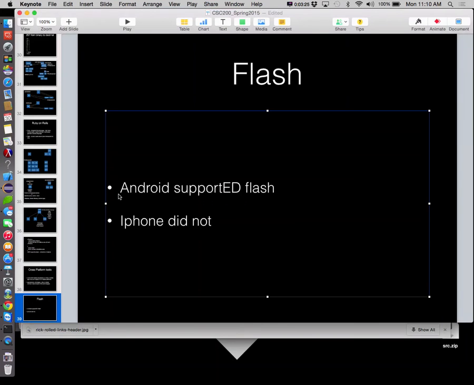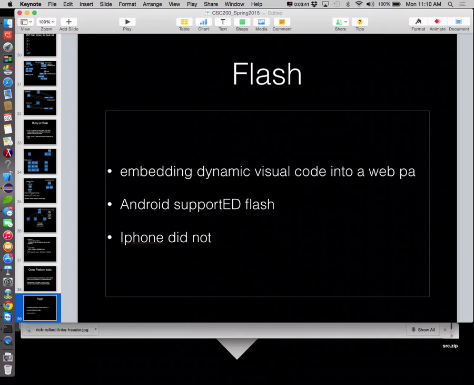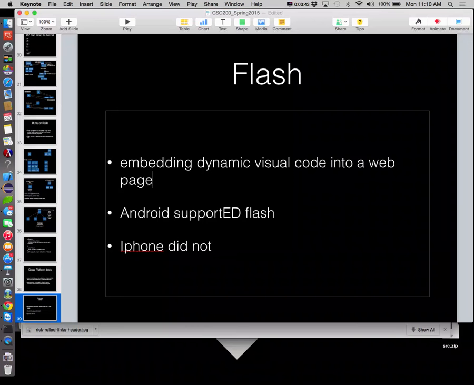Okay, so if we kind of give a definition to Flash, embedding dynamic, I might say visual code, into a web page. Now, it's important to understand the distinction. Web browsers don't natively understand Flash. Web browsers natively understand HTML as well as JavaScript. That's what they know. If you want to support Flash, you've probably seen this before.